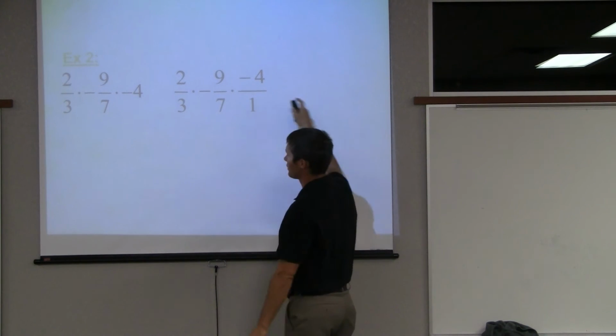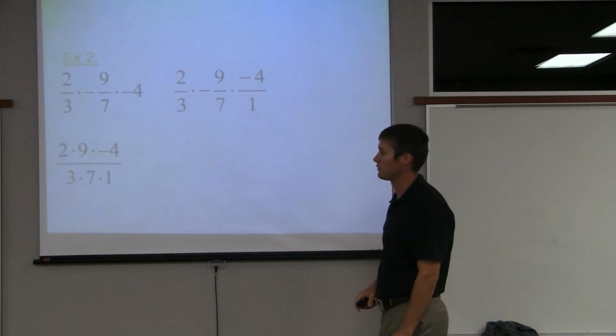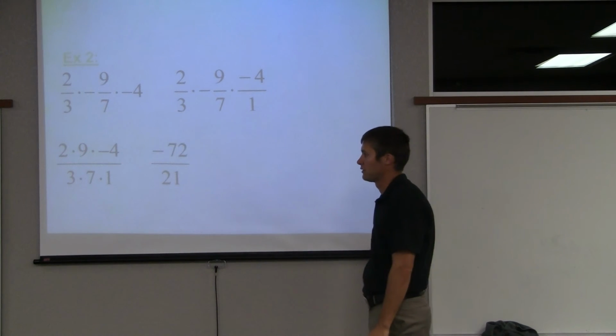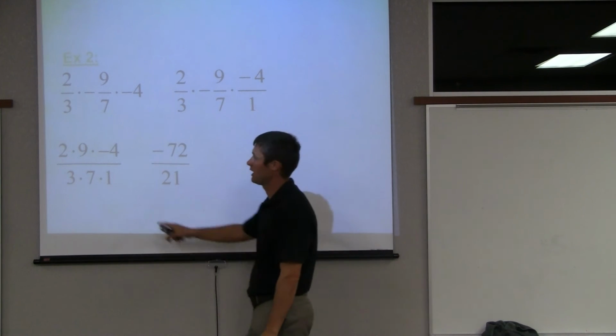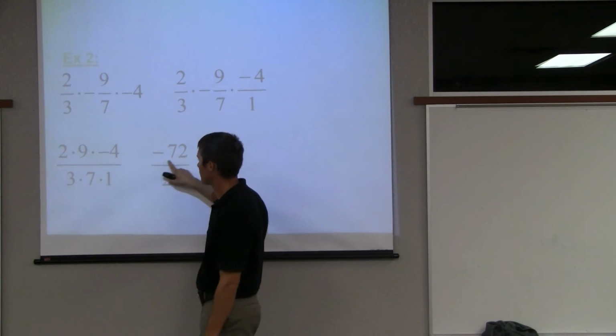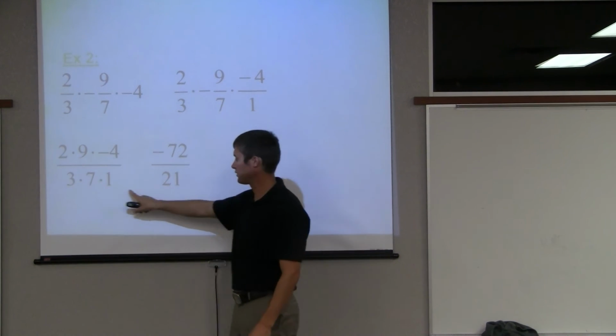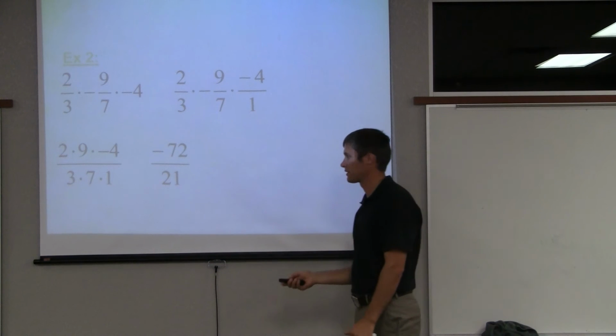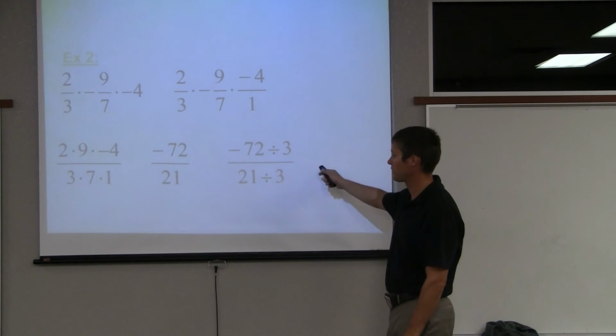Now we multiply straight across. 2 times 9 times -4. 3 times 7 times 1. So 2 times 9 is 18, times 4 is 72. 3 times 7 is 21. And then simplify from there. Divide each side by 3.